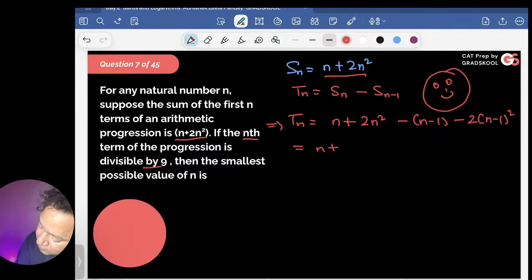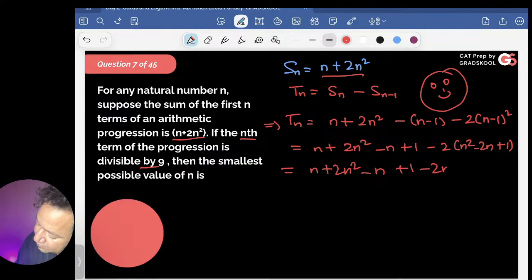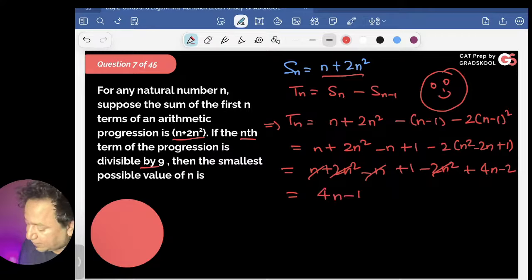n plus 2n square, let's open the bracket, minus n plus 1 minus 2 times n square minus 2n plus 1. Cool. Let's open that bracket as well. So I'll get n plus 2n square minus n plus 1 minus 2n square plus 4n minus 2. Things get cancelled out. 4n minus 2 plus 1 is 4n minus 1. So the value of Tn is 4n minus 1.